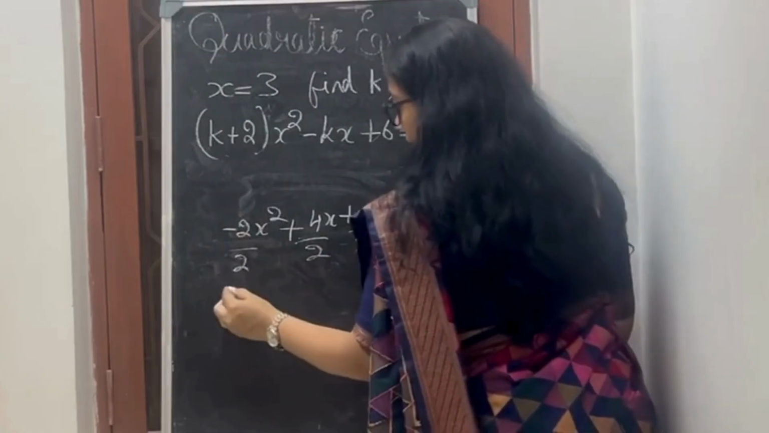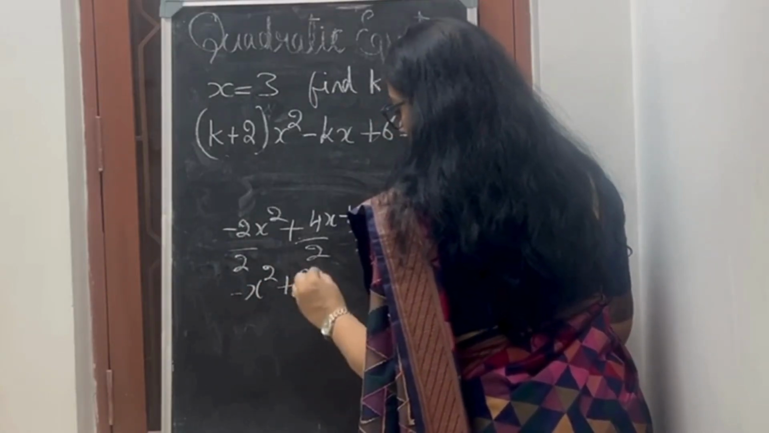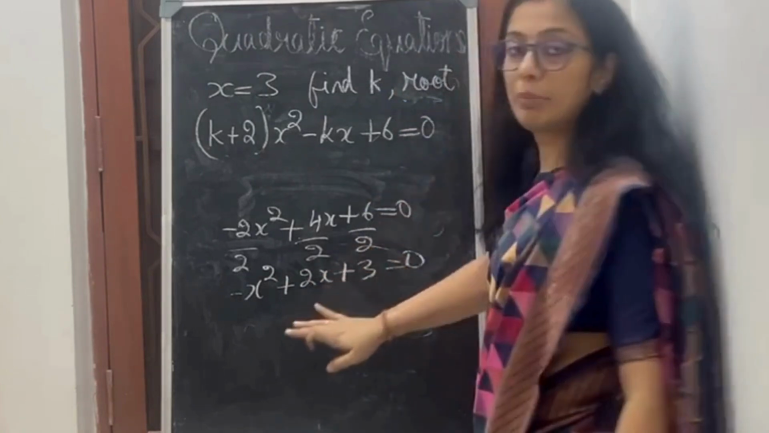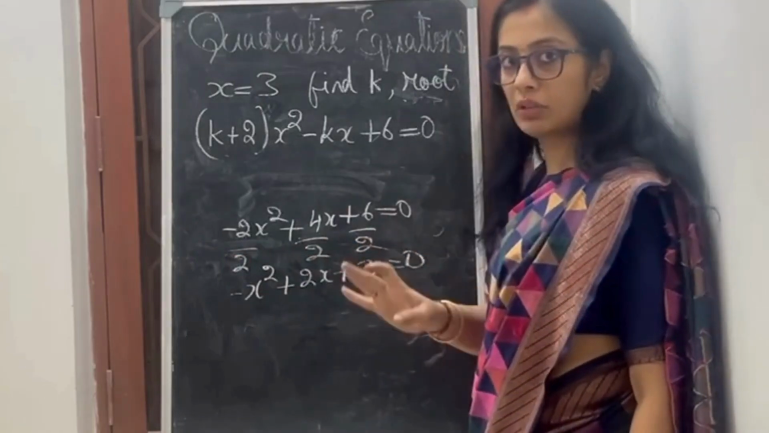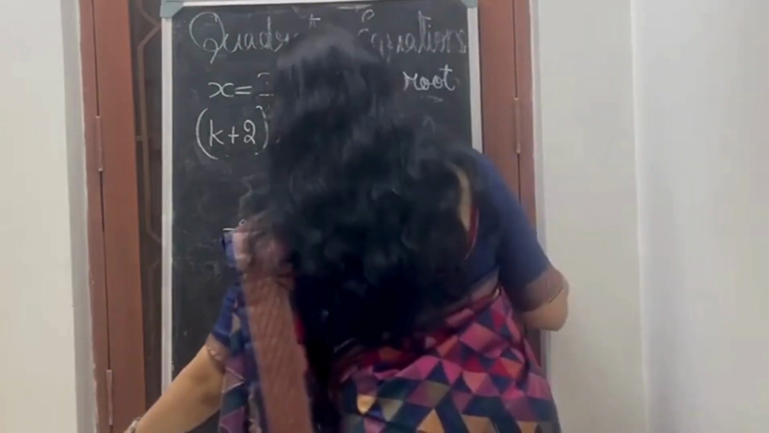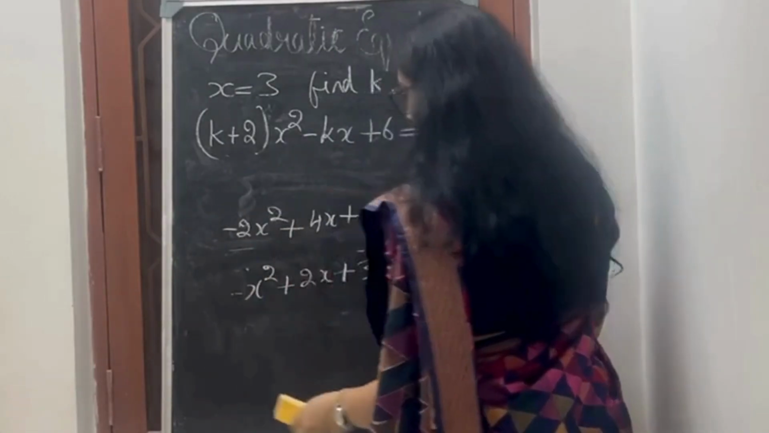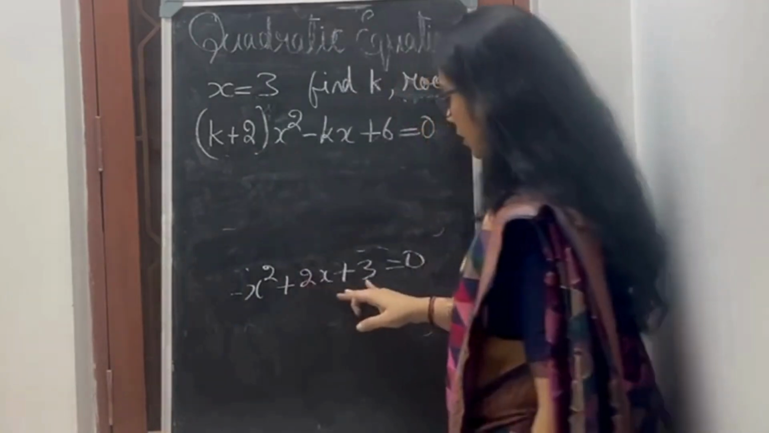Okay. So I get minus x square plus 2x plus 3 equals 0. To simplify my sum, I can do this. Again, I have done the division of the complete equation, not for any one number, so it is acceptable. Okay. Now my equation is changed to this equation: minus x square plus 2x plus 3.